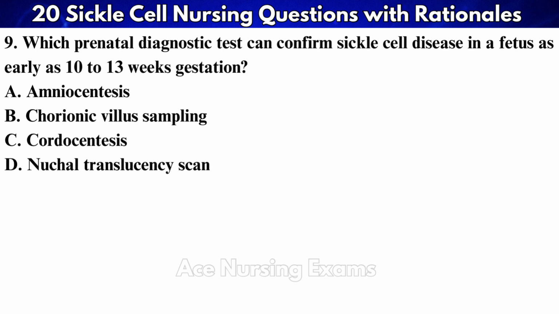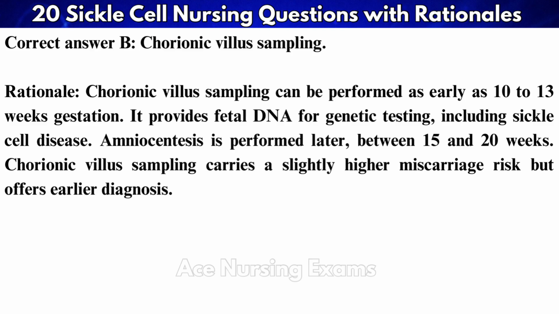Question 9. Which prenatal diagnostic test can confirm sickle cell disease in a fetus as early as 10 to 13 weeks gestation? A. Amniocentesis. B. Chorionic villus sampling. C. Chordocentesis. D. Nuchal translucency scan. The correct answer is B.